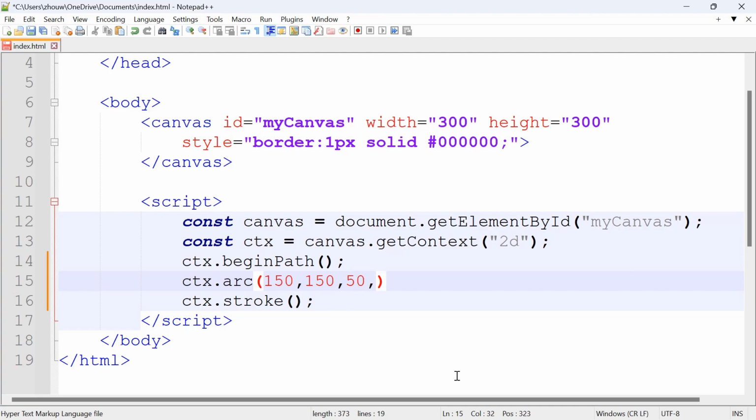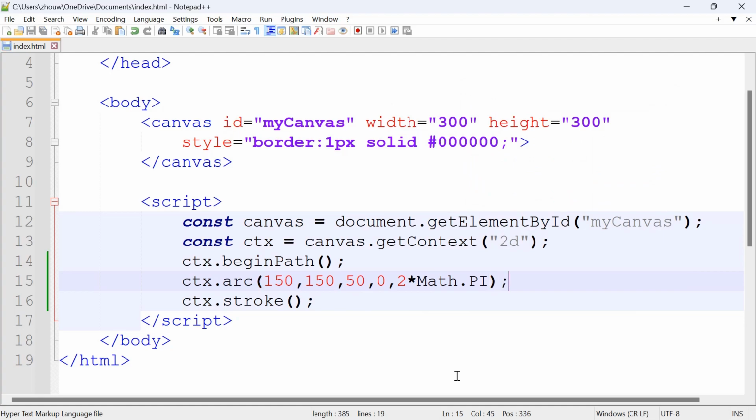And then the last two values will be the starting angle of the circle and the finishing angle of the circle. So it starts at 0 degrees and finishes at 360 degrees since it's a circle. So for 360 we would have 2 times Math.PI.